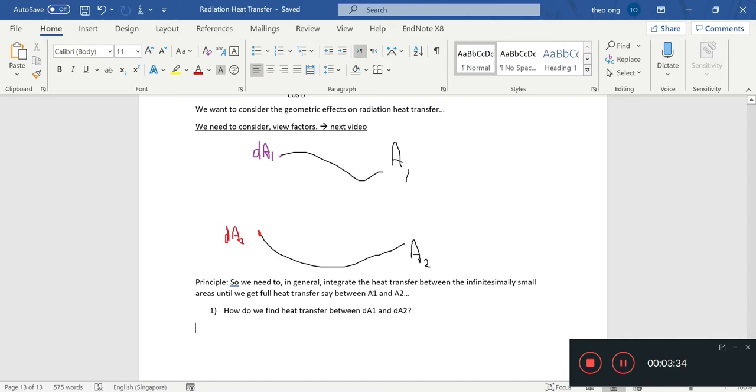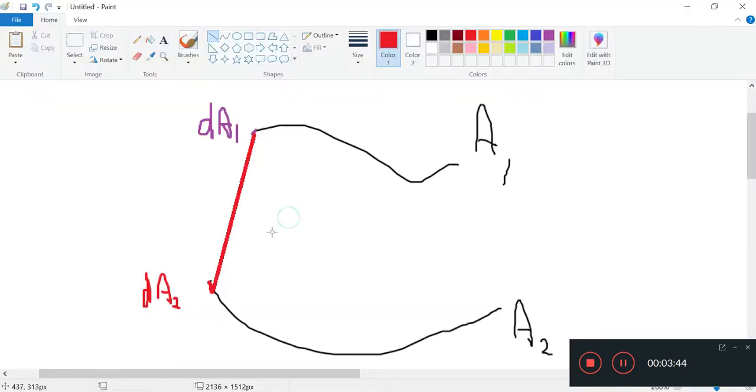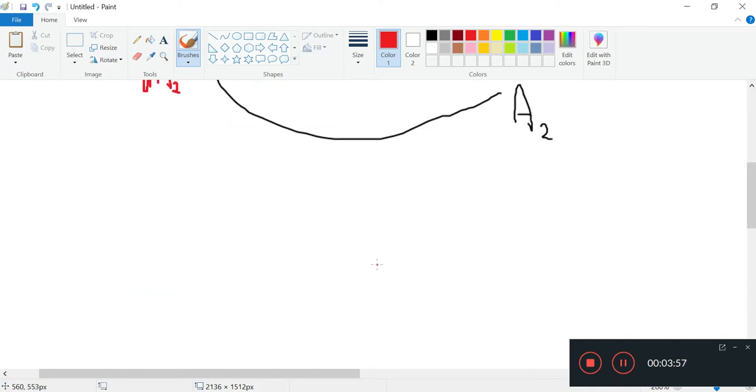When we come to radiation heat transfer, it's always very important to get a diagram of what you're trying to calculate, because the math can be very confusing. I'll say this many times, the math can be very confusing, so it's always important to have a diagram of what you're actually doing. Let's say between these two areas, dA1 and dA2, and both are black surfaces. How do we do it?